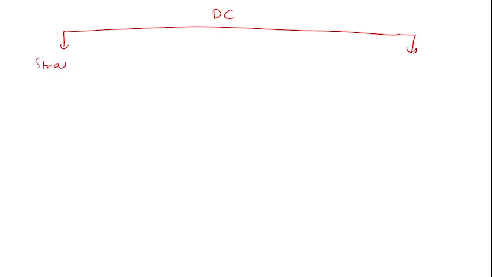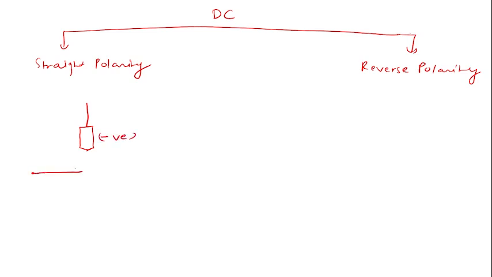First is straight polarity and second will be reverse polarity. So what happens in the straight polarity? You will connect your electrode with the negative terminal. So your electrode will be negative and your workpiece will be positive. Okay. So your workpiece will be positive.